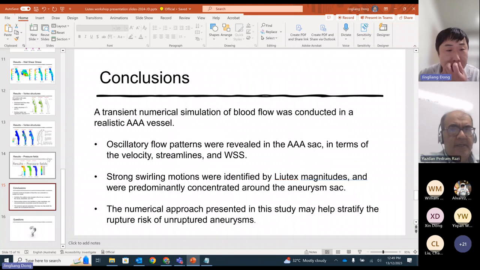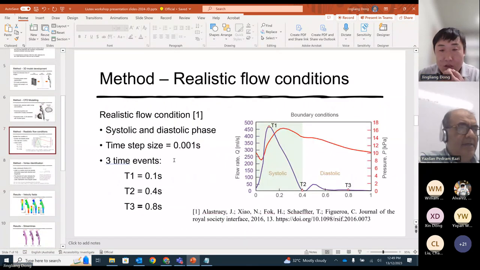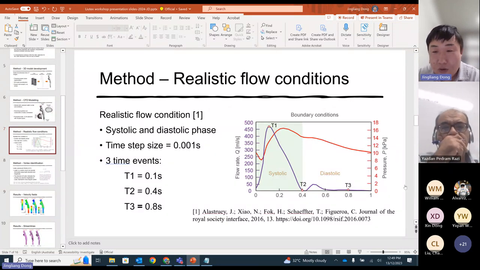Can you still see my slides? I'm not sure I'm still sharing or not. Yes, you are still sharing. I can see them. Okay. Yeah, good. So this is the boundary condition setup. I'm not sure what your question is related to.